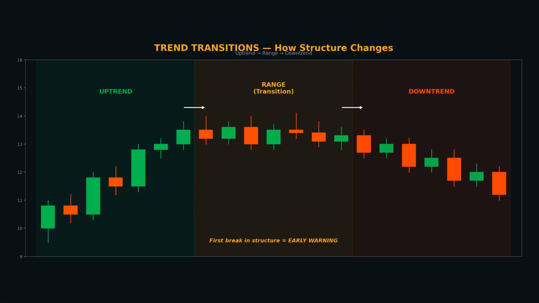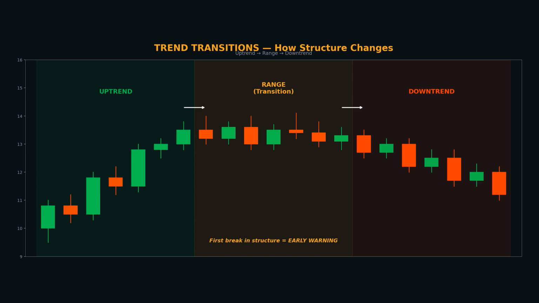Then one day, price makes a new high, but the pullback goes deeper than usual. Instead of a higher low, it makes an equal low. Or worse, a lower low. That first break in the pattern is your early warning. The uptrend isn't necessarily dead yet, but it's showing the first sign of weakness, like a crack in a wall. The building might still stand, but you should probably pay attention.